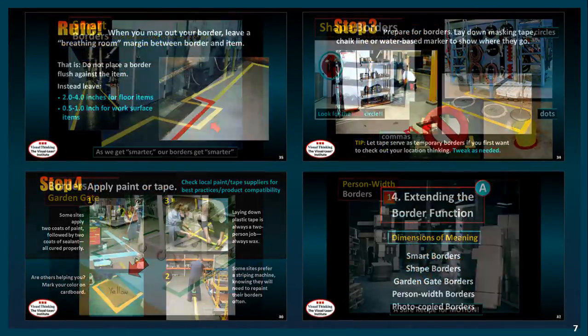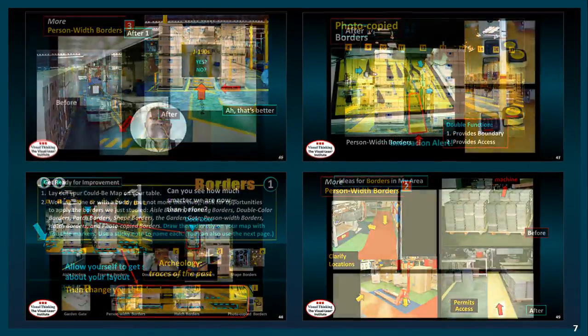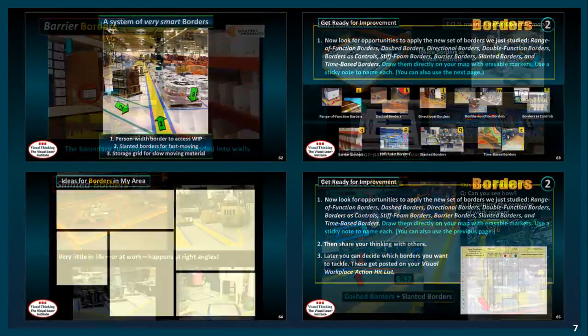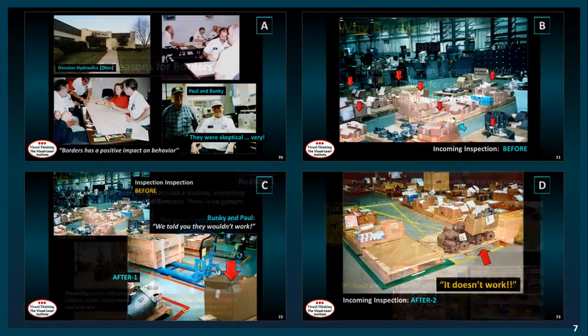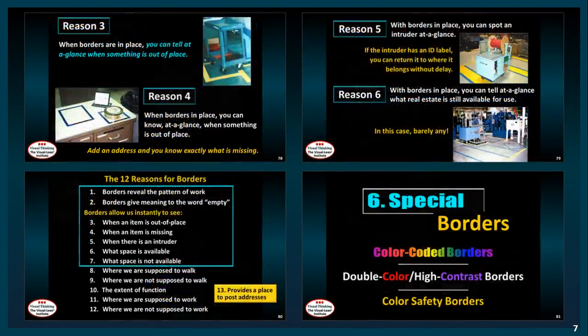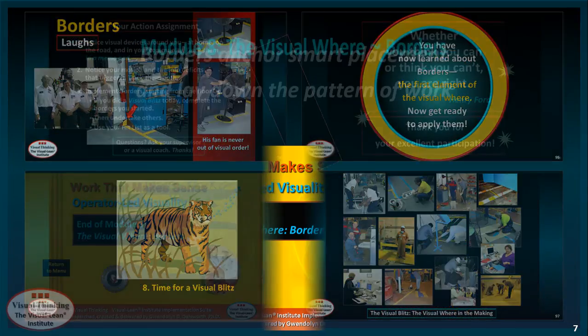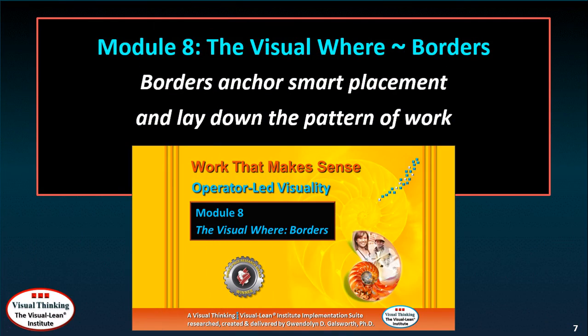By the conclusion of the 96 fully animated, fully narrated slides in Module 8, your associates are ready to implement borders. To nail down smart placement, minimize struggle, connect and accelerate work content, reveal the pattern of work. Borders, the indispensable first step in the visual where, operator-led. This module paves the way.